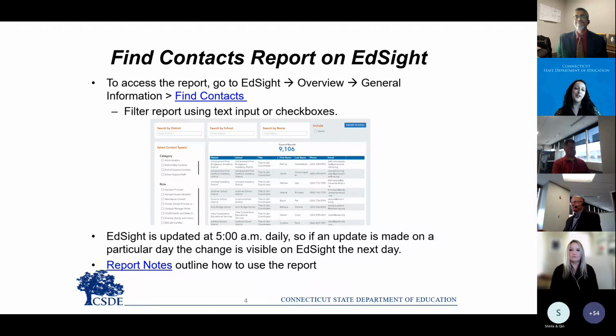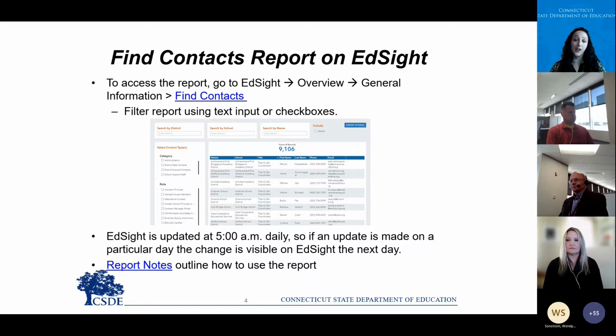Thank you, Ajit. Hi, everyone, and thank you again for joining today. We just wanted to start with a quick overview of how to access and use the Find Contacts report. So to access the report, you'll go to the EdSight homepage, which is edsight.ct.gov. And on the homepage, you'll see the top navigation menu. And the Find Contacts report is located under Overview and General Information.